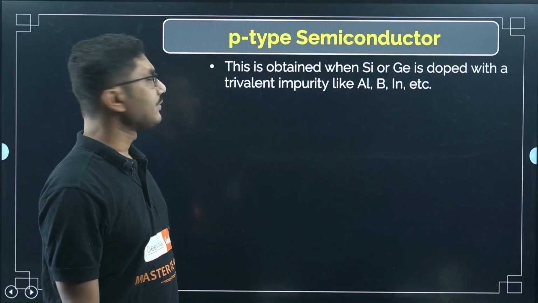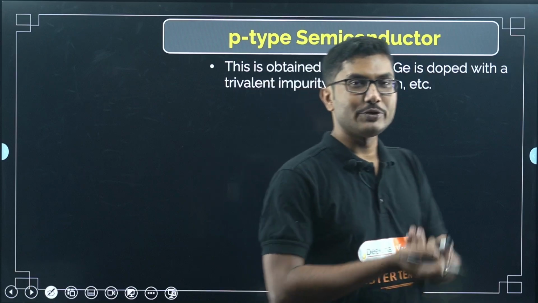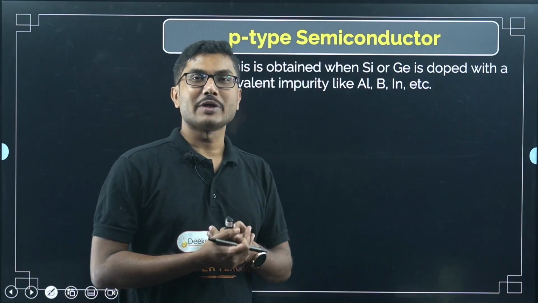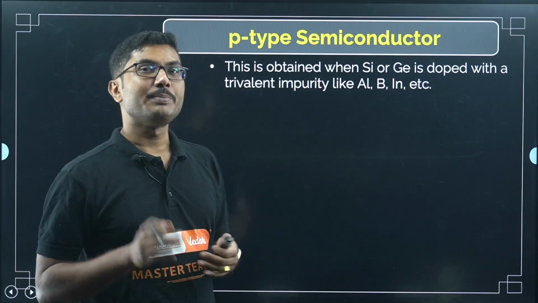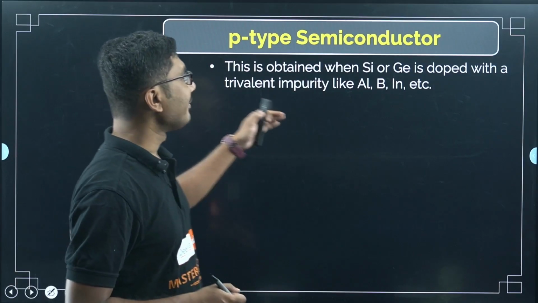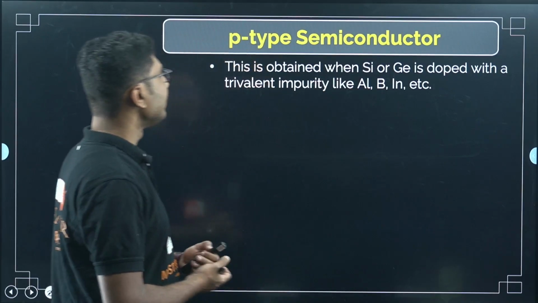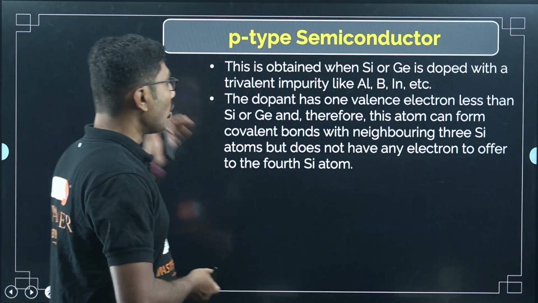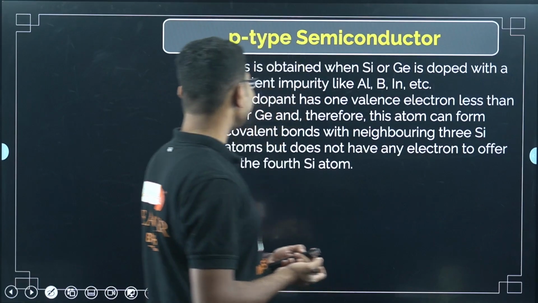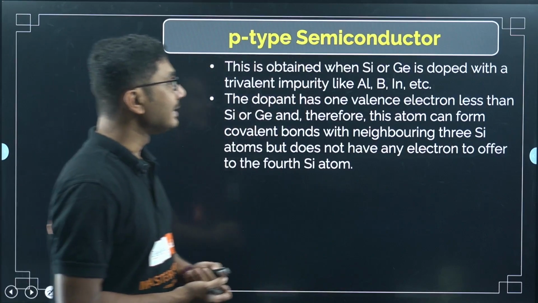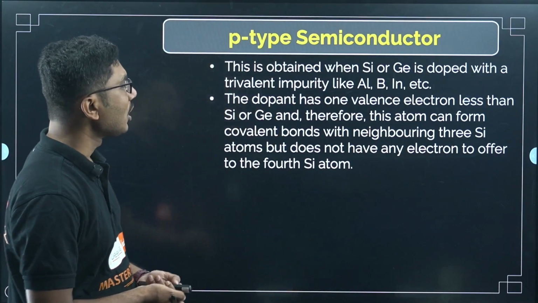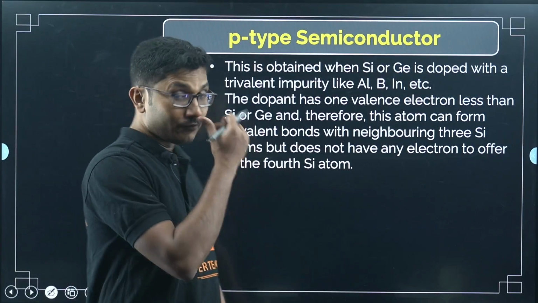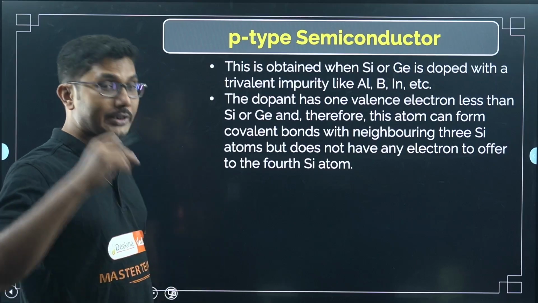Now, P-type semiconductor. Let us talk about positive type. You have understood negative type, so it should be easier for you to understand the positive type or P-type semiconductor. This is obtained when silicon or germanium is doped with a trivalent impurity, right? Now what happens? The dopant has one valence electron less than silicon or germanium, and therefore this atom can form covalent bonds with the neighboring three atoms, but does not have the electron to form the fourth bond with the fourth silicon atom.